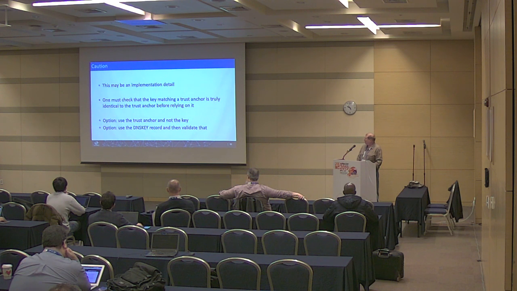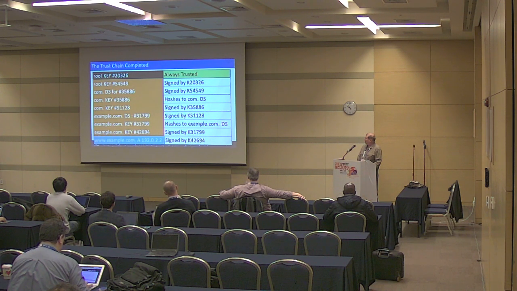Maybe implementation detail, but I do one more check to make sure the trust anchor is truly identical to the trust anchor, that key up there, before I rely on it. So after I do this, I come up here with a complete chain, which shows the root key, always trusted. It signs the ZSK of the root zone. Which signs a DS record, which points to this DS record, which signs, this key rather, which signs the ZSK, which signs the DS record for example.com, which points to the key for example.com's KSK to its ZSK and on down to the data I have out there.